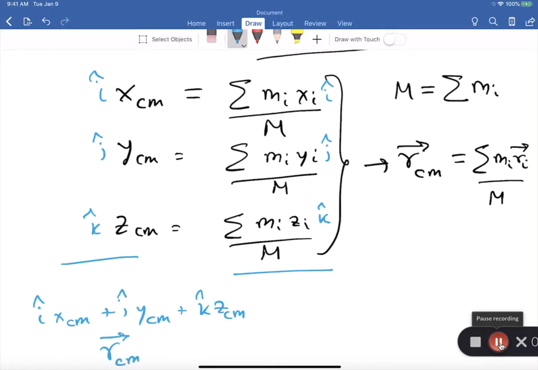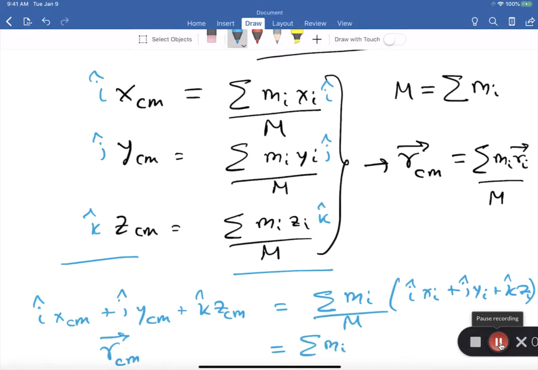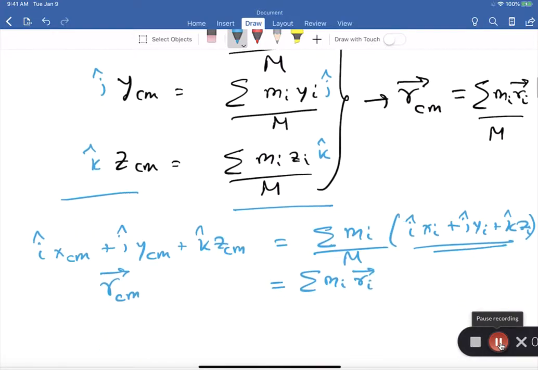And what do you get on the right side? On the right side, notice that you can factor out the summation mi and the capital M. So you're left with summation mi over capital M, i hat xi plus j hat yi plus k hat zi. So that is just equal to summation mi. This quantity is just the position vector for the ith particle. So we're going to call that ri divided by capital M.